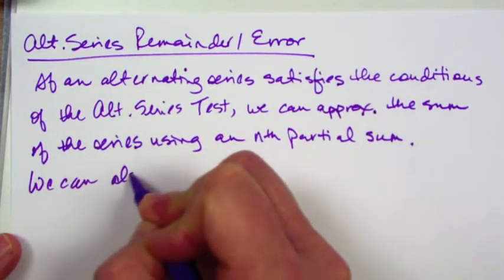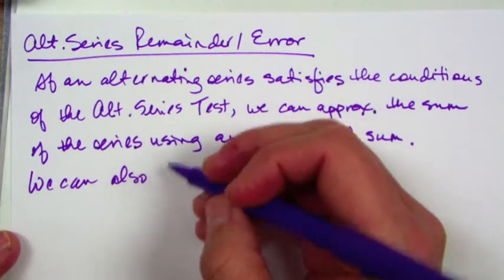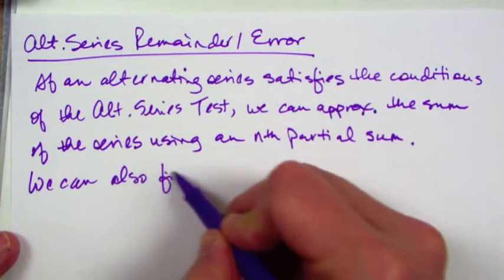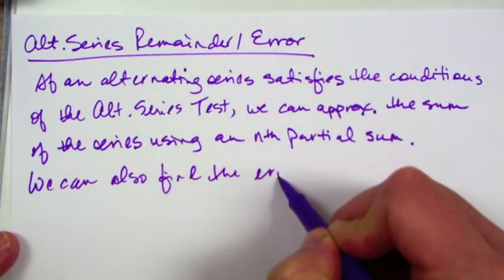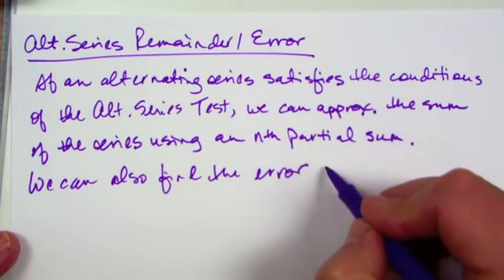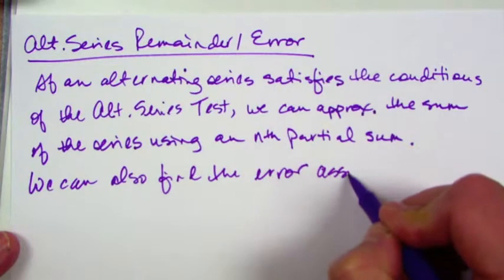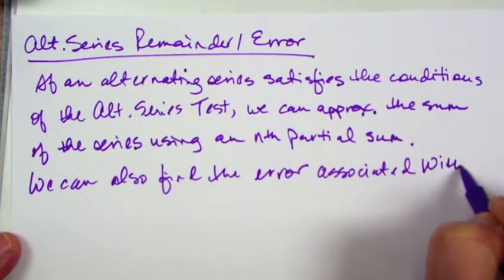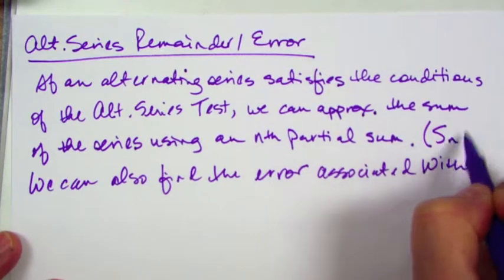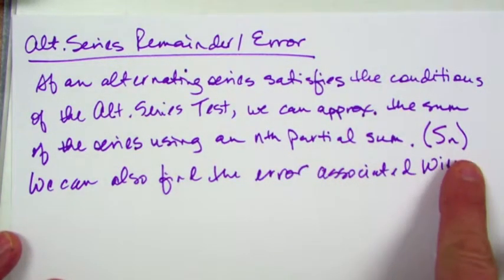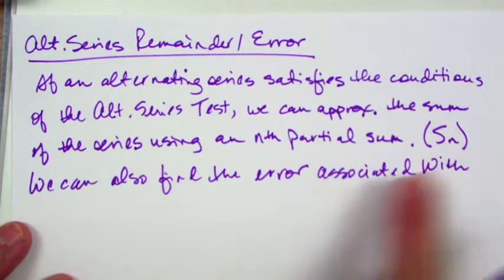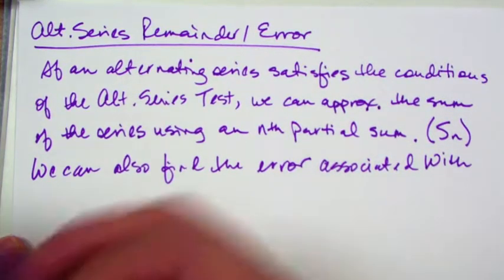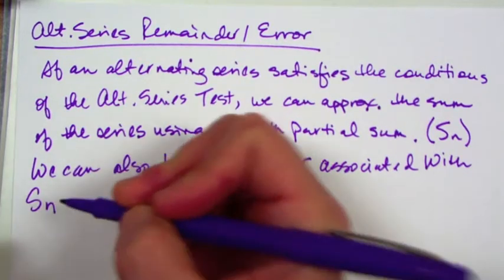We can also find the error associated with, you know what, go back here and in parentheses where I have the nth partial sum, put S sub n, so you know what I'm referring to here. We can also find the error associated with S sub n.